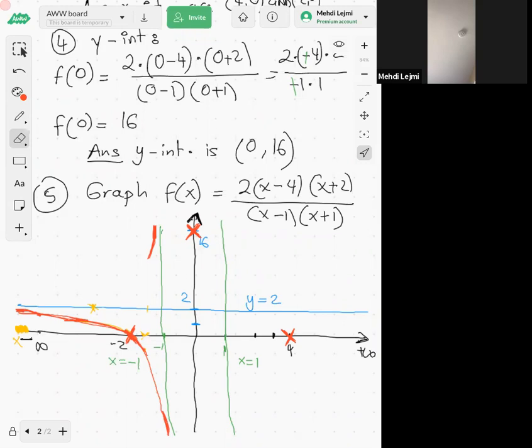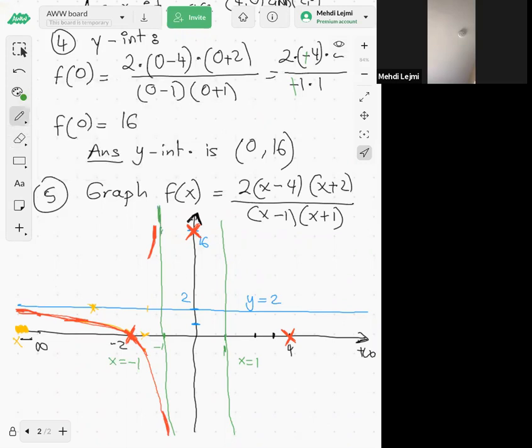All right. Now, next, I'm going to start from my vertical asymptote, and I'm going to have two options. So let me just put this.